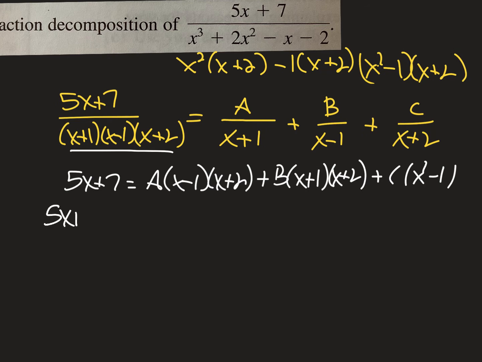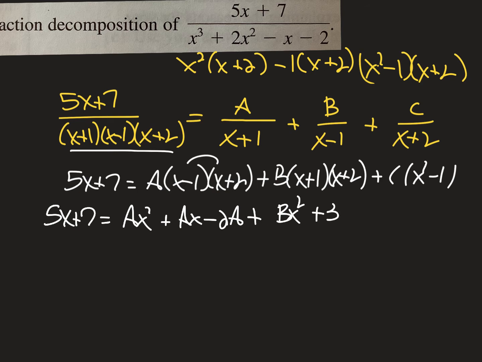So I get 5x plus 7. I'm going to do a couple things at once here. I'm going to multiply the A through and do the FOIL here. So if I do that, I get Ax squared plus Ax minus 2A. Do the same thing here: do the FOIL plus do the B. So I got Bx squared plus 3Bx plus 2B. And we're going to have Cx squared minus C.